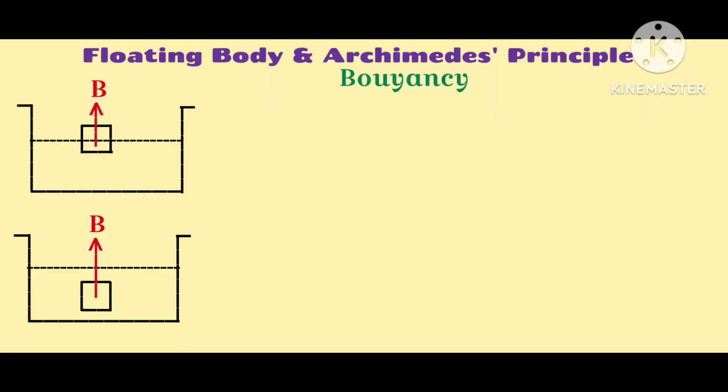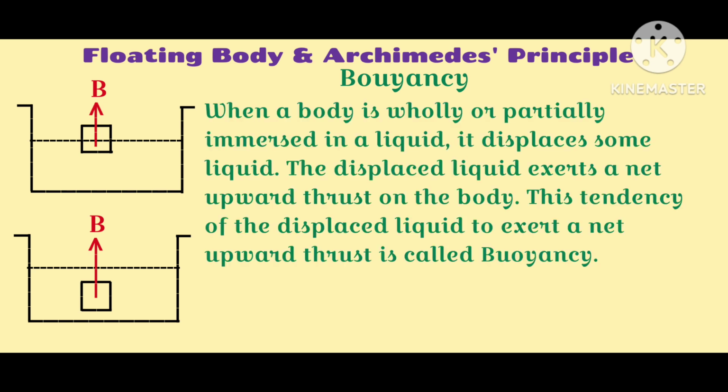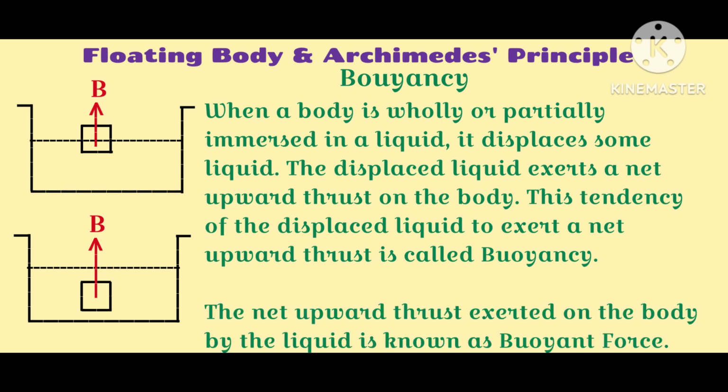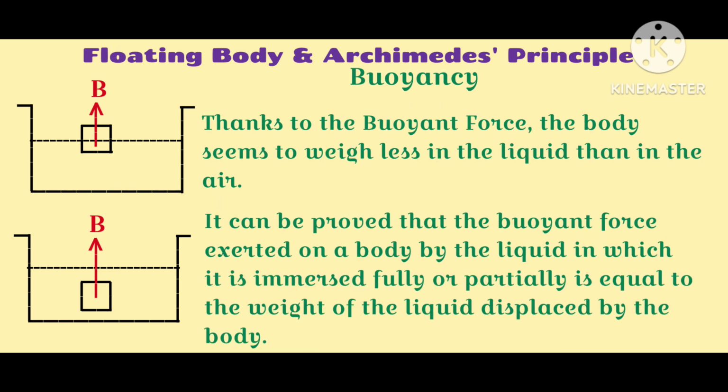Let's start with buoyancy. When a body is totally or partially immersed in a liquid, it displaces some liquid. The displaced liquid exerts a net upward thrust on the body. This tendency of the displaced liquid to exert a net upward thrust is called buoyancy. The net upward thrust that the liquid exerts on the body is known as buoyant force. The buoyant force makes the corresponding body apparently lighter than it is actually.